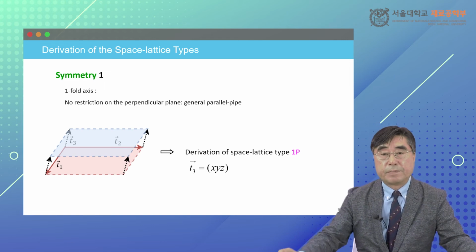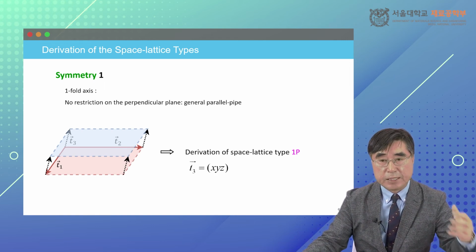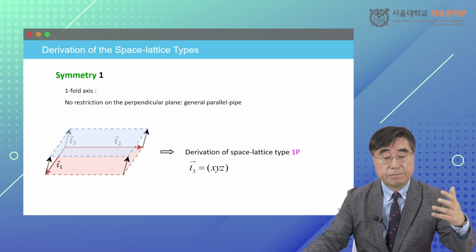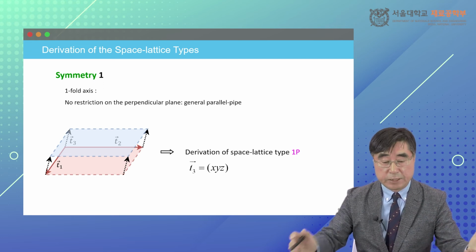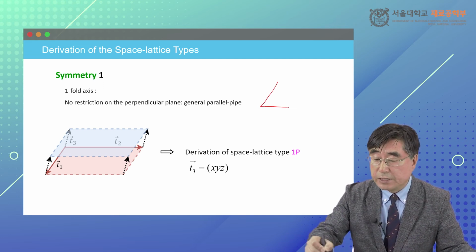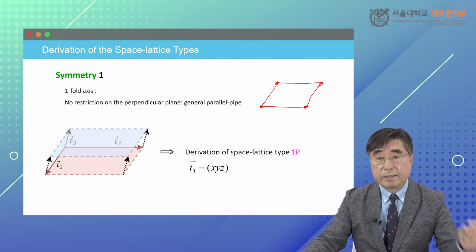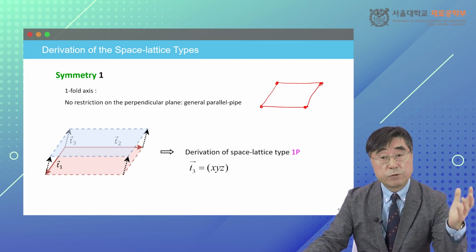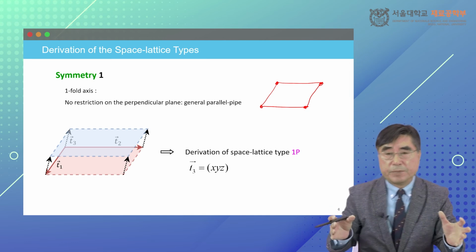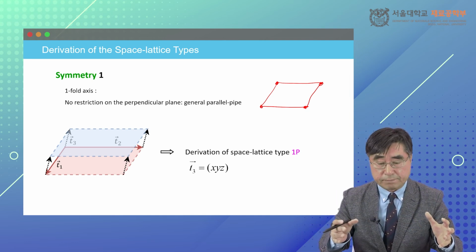Okay, once I have explained that to you, let's go systematically from symmetry 1. Symmetry 1, basically the unit cell looks like this. This is the parallelogram. There is a lattice point in here. This is the plane net, and the lattice points only have one-fold symmetry. So there are no symmetry elements in this plane net.